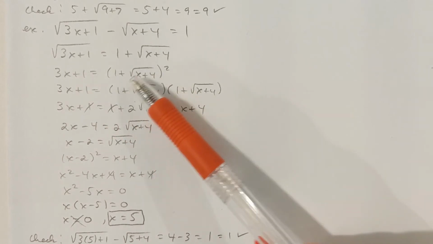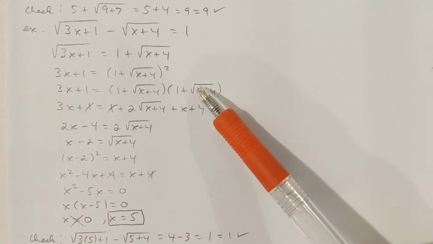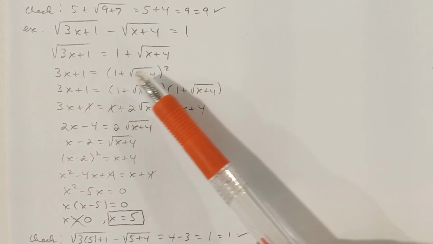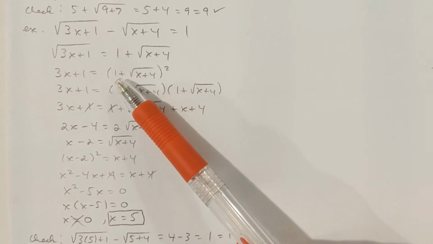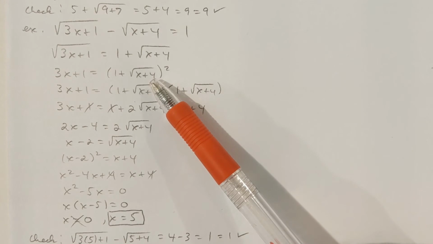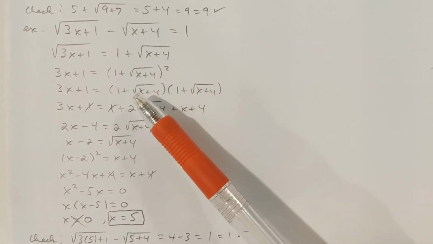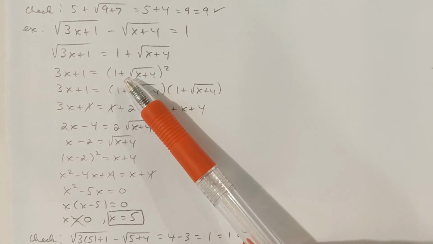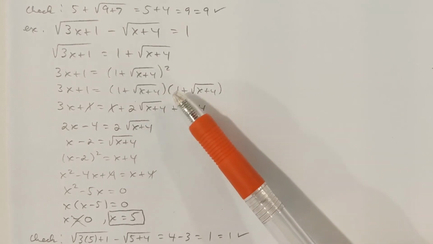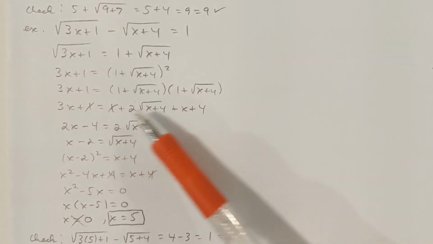And I'm squaring both sides. Of course, I would want to FOIL this. Some students will make the mistake where they'll want to bring in the power of 2 into these two terms, and they'll say 1 plus x plus 4. Don't do that. You can't. You can only bring in a power when you're multiplying or dividing, not ever when you're adding or subtracting inside the parentheses.